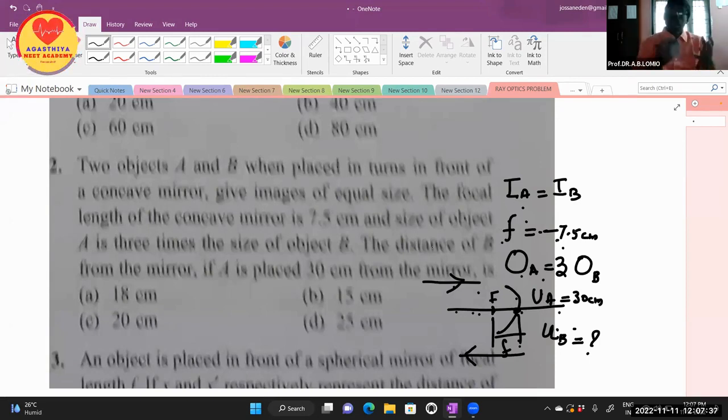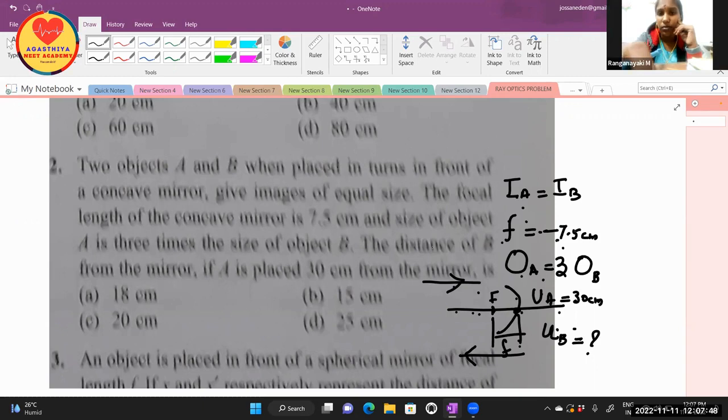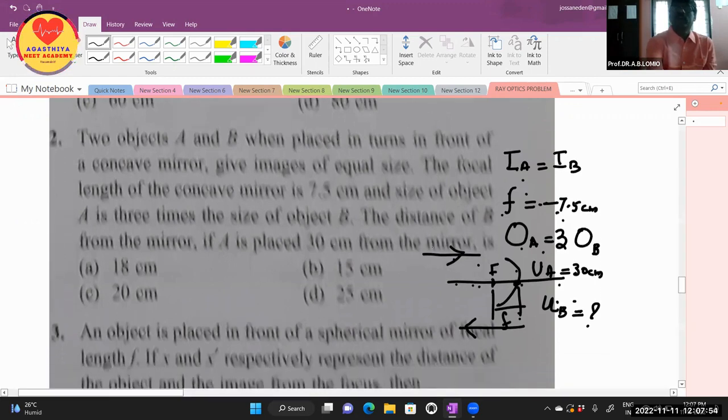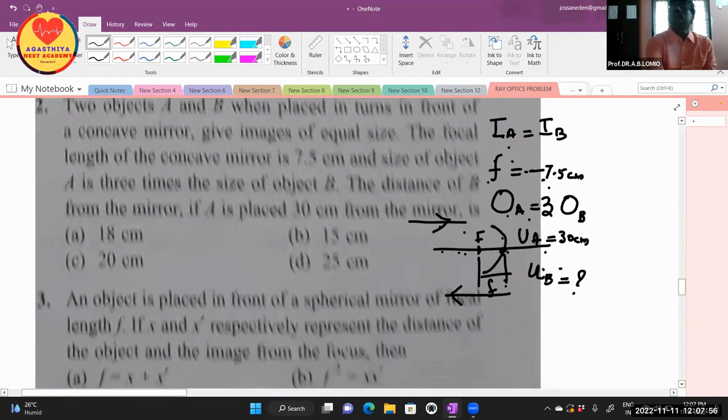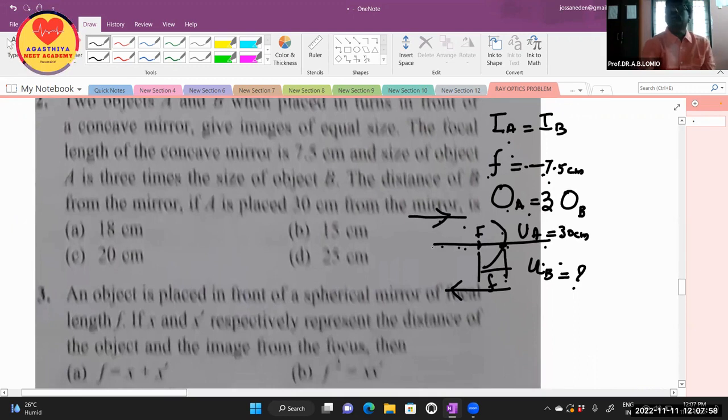Now, we have only two formulas. One is the magnification formula, another one is the mirror formula. With these data, automatically you can get the answer. Try, I will also do. Let us check the values. Kindly try the problem.